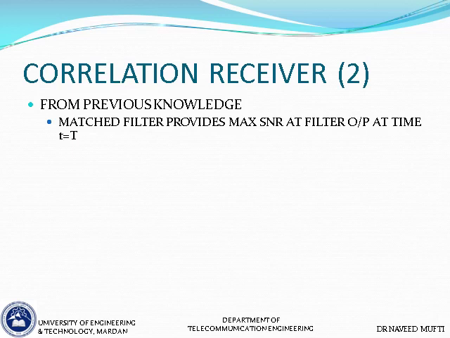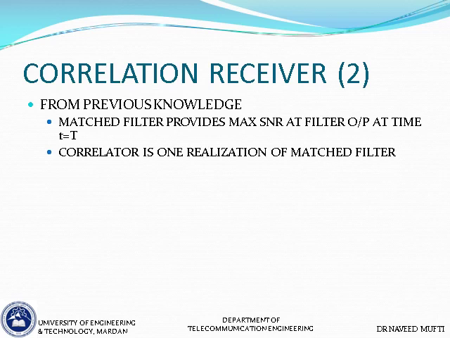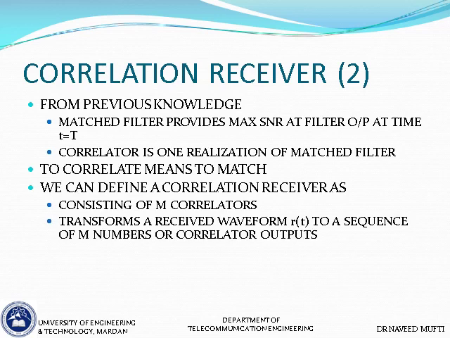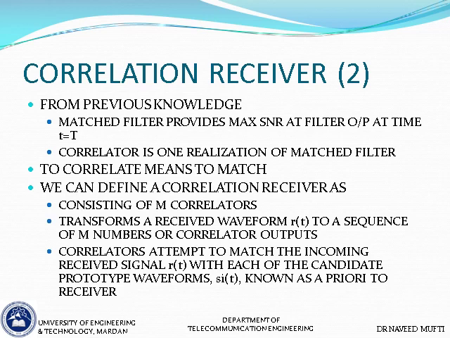And then, as we have discussed in the previous slides, a correlator is basically a realization of the matched filter. As we know, to correlate means to match, so we can define a correlation receiver as consisting of M correlators, and it transforms the received waveform r(t) to a sequence of M numbers, or correlator outputs. The correlators attempt to match the incoming received signal r(t) with each of the candidate prototype waveforms, and these waveforms are known a priori to the receiver. So basically this is the background of the correlation receiver.